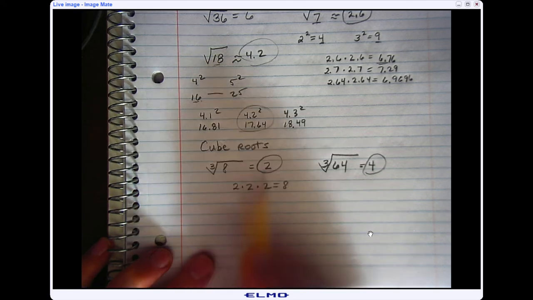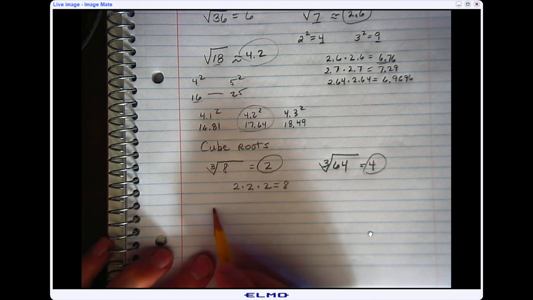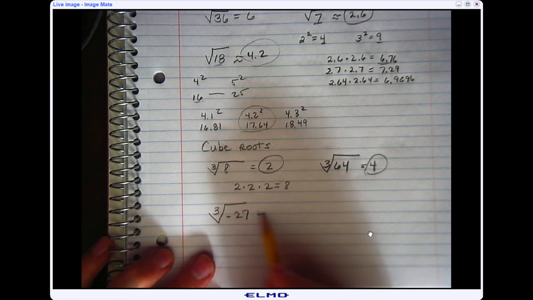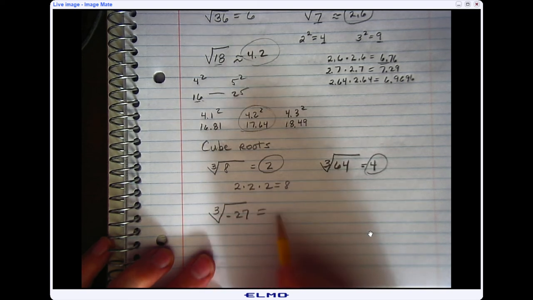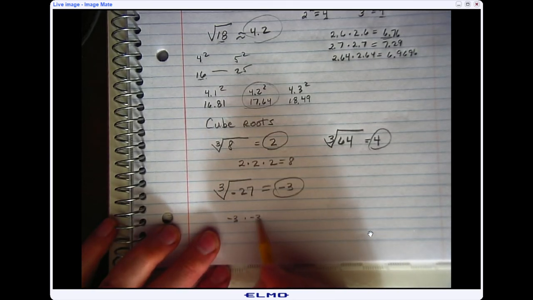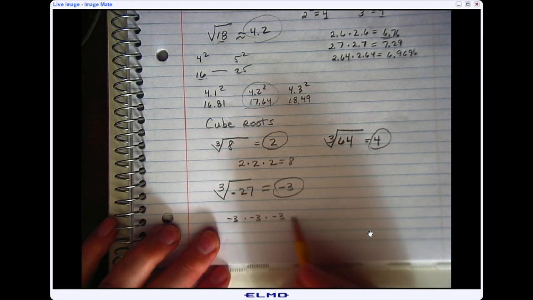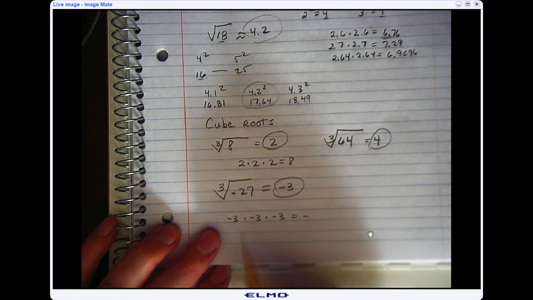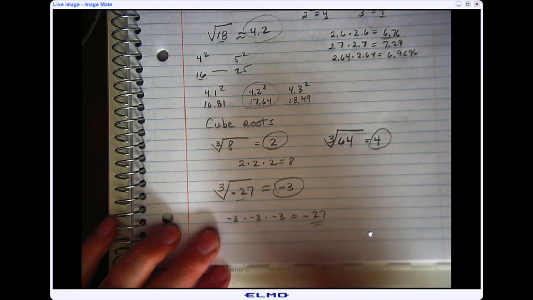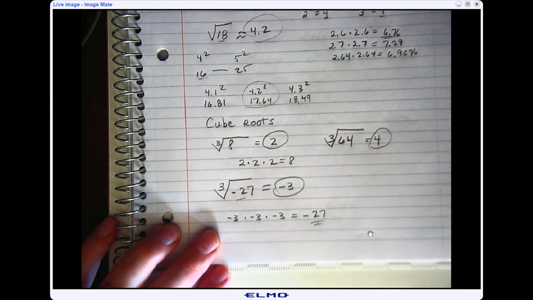Now another thing that's powerful about cube roots is you can actually do negative numbers. If I did the cube root of negative 27, this actually is possible. And the answer is going to be negative 3. To prove that, negative 3 times negative 3 times negative 3, you can see I'm multiplying a negative 3 three times, which is always negative. And 3 times 3 is 9, times 3 is 27. So I can get the negative 27. So again, you can do negative cube roots.